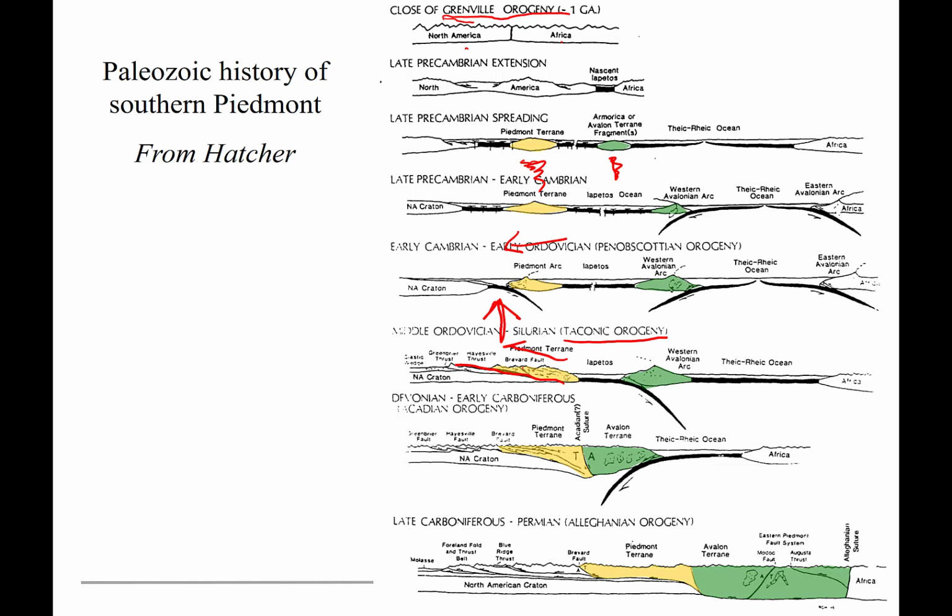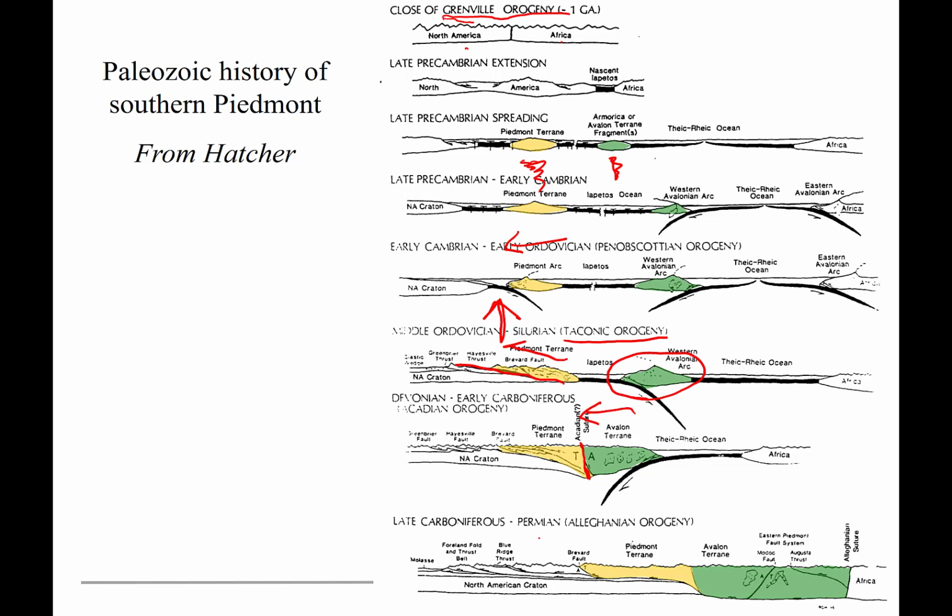And that occurred in the Ordovician Silurian time frame, and then a while later in the Devonian to early Carboniferous, the Acadian orogeny occurred, and that occurred because this other landmass that was out in the ocean arrives at the craton and gets sutured onto the craton right here, and that's the Avalon terrane. And you can see during the Acadian orogeny, it arrives here and gets sutured on.